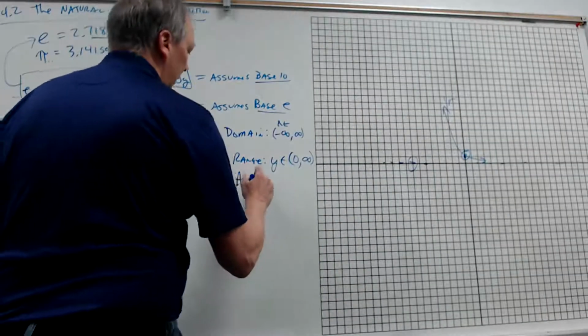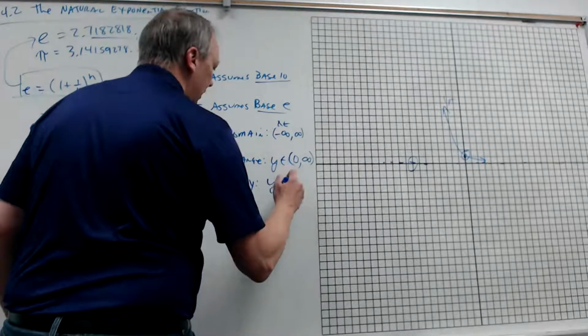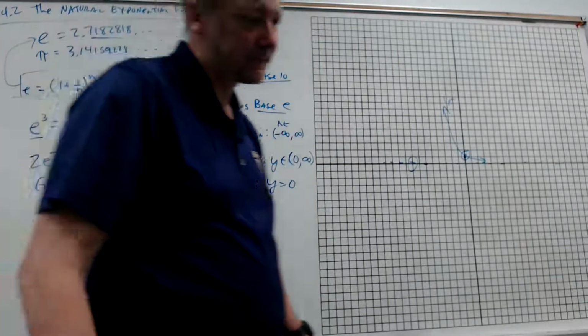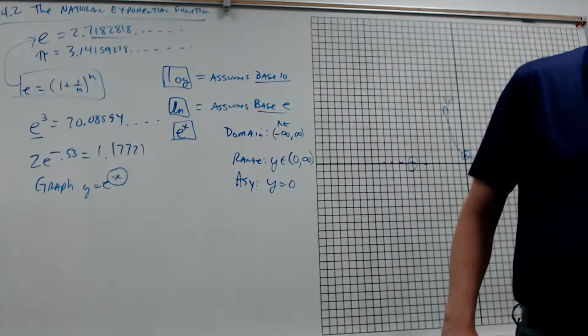Where's the asymptote? Let's see here. How about Caleb? Where's the asymptote? y equals 0. Okay. I think this is going to be a really short section today. That's good because logarithms are a lot harder.